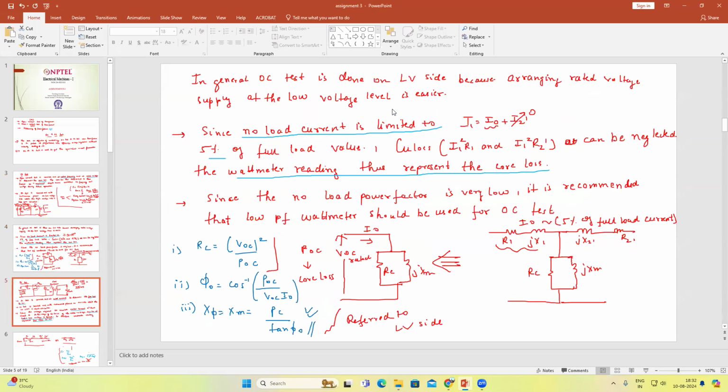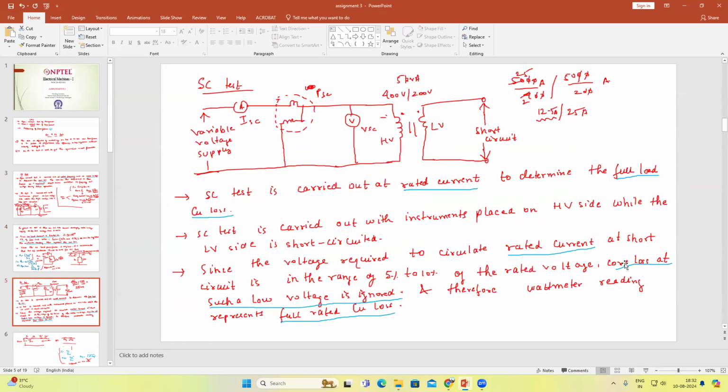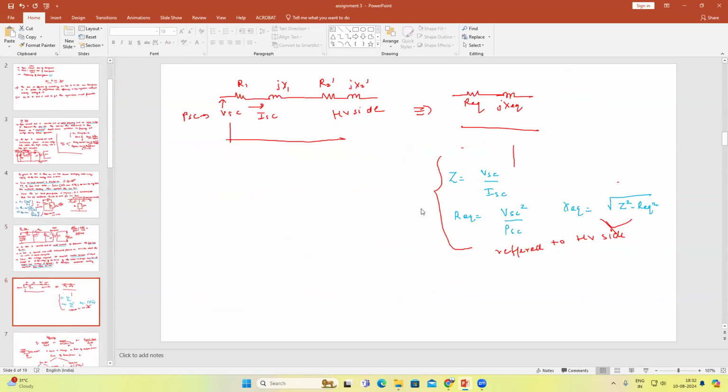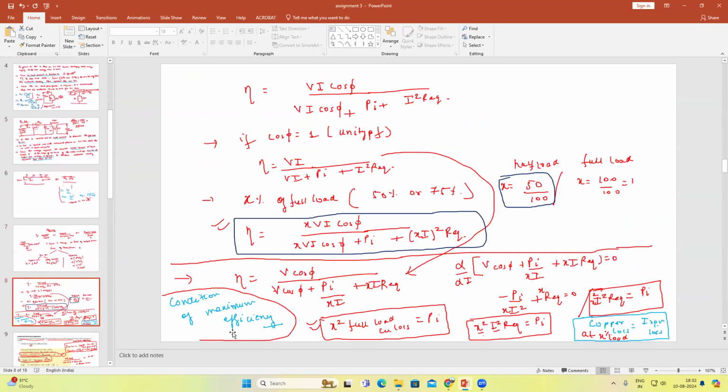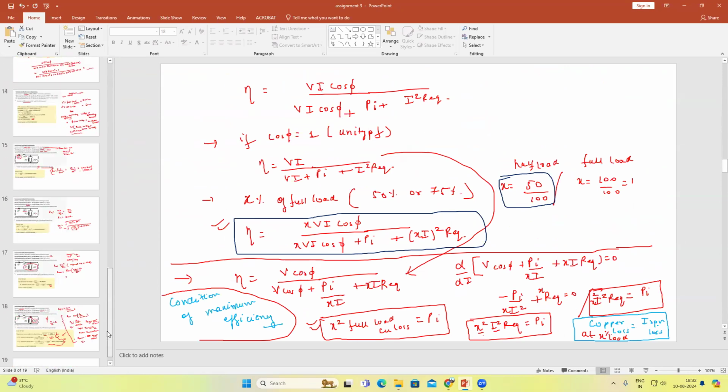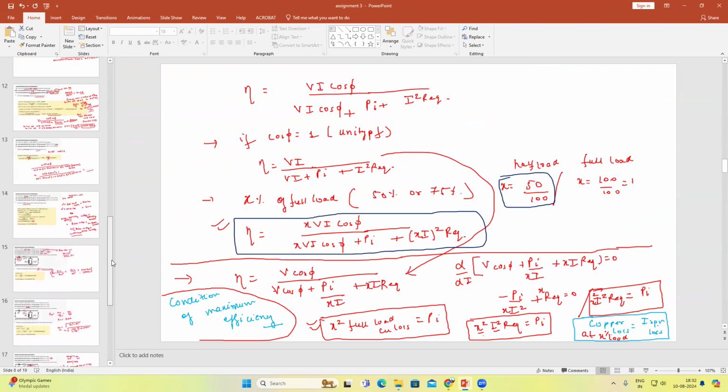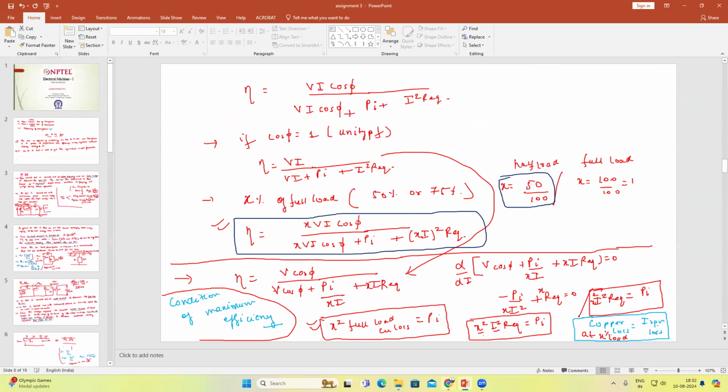Then we have discussed the SC test: where it is performed, why it is performed at the rated current, and why we do not get any core loss component but only the copper loss component when we measure the power. Then we have seen the efficiency, the condition of maximum efficiency, and how to apply the efficiency formula. This is there in this week, and you can solve most of the questions if you understand all this discussion.